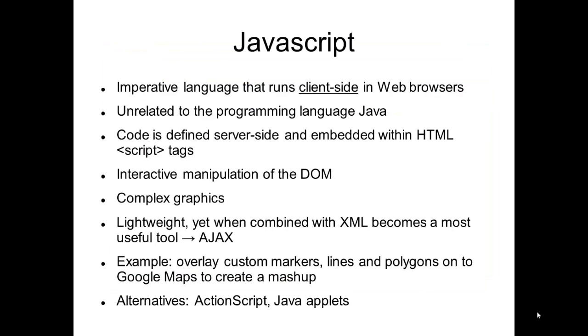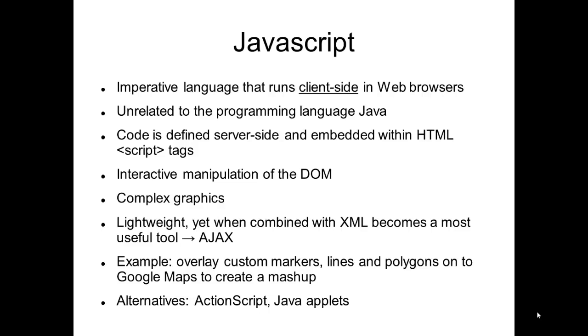JavaScript. JavaScript is an imperative language, so a normal programming language that runs client-side in the web browser. So PHP on the server, JavaScript in the web browser. Unrelated to the programming language Java, no relationship to them at all. Java and JavaScript, totally different things. The code is defined server-side and embedded within HTML script tags. So the HTML has script tags, and you embed your JavaScript just like you embed your CSS in your HTML with your link file.